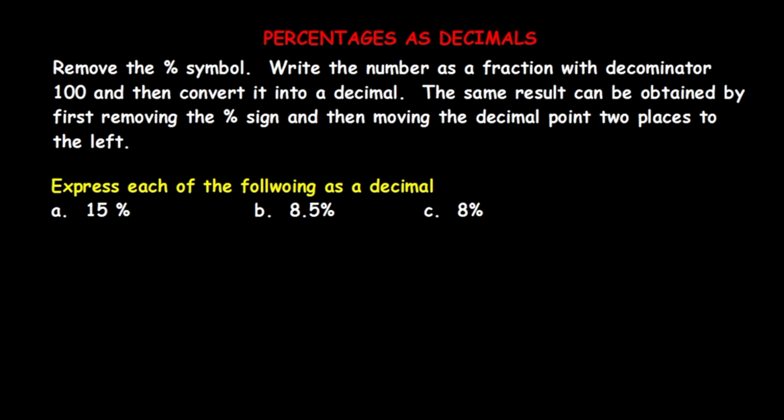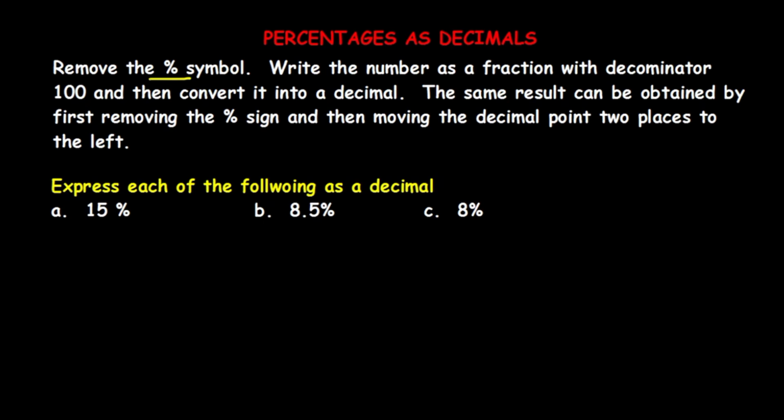The next model, percentage as the decimal. So before we have discussed the decimal as the percentage, now percentage as the decimal. It's very simple. So observe on the screen what is happening here. Remove the symbol, percentage symbol, and write the number as the fraction with the denominator 100, then convert it into decimal. The same result can be obtained by first removing the symbol, that means the percentage symbol, and moving the decimal point 2 places to the left. That means the two models we'll discuss.